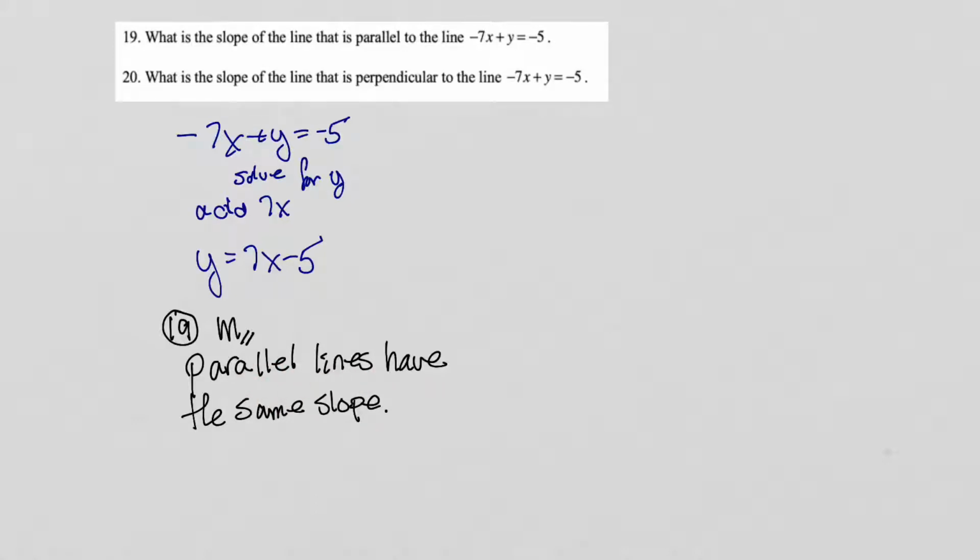Slope is a measure of the steepness of a line, and if you've got two lines, like maybe this one, and they're parallel, they have the same steepness. So they're going to have the same slope.